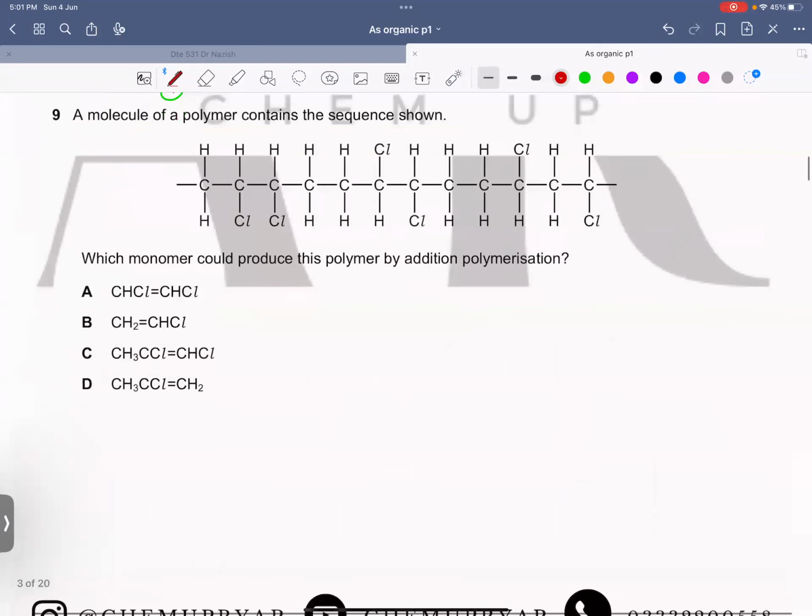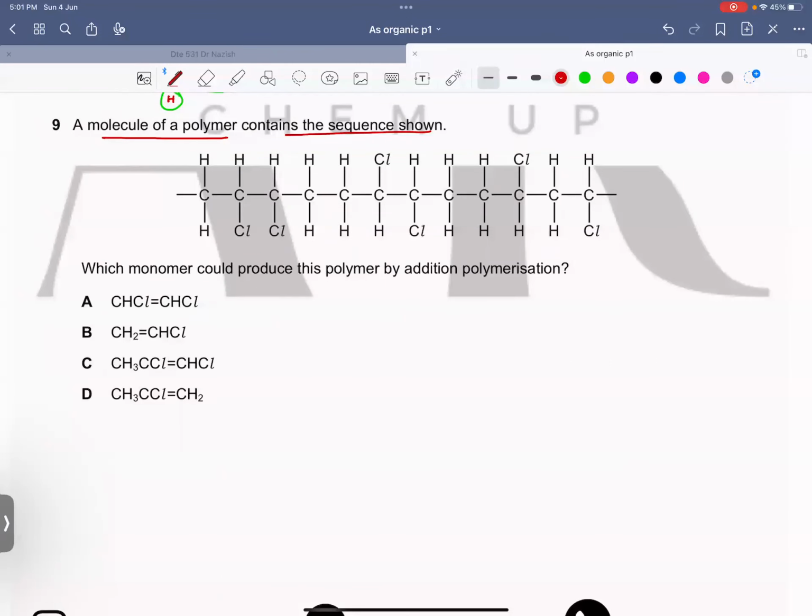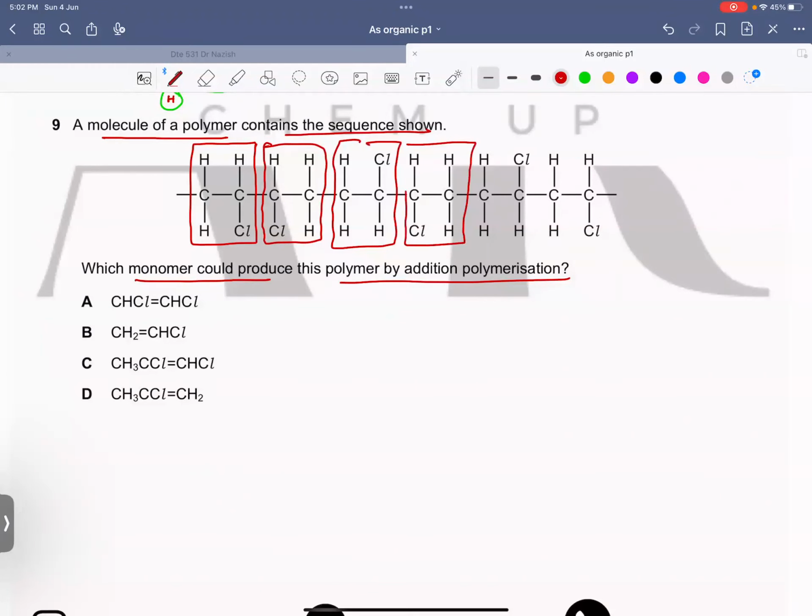Now, question number 9. A molecule of a polymer contains the sequence shown. Which monomer could produce this polymer by addition polymerization? Okay. So remember, whenever there is a carbon chain, mostly the carbon chain has 2 carbons from one monomer only. So this is the part of the monomer, and this is the part of another monomer, and this is the part of another monomer.